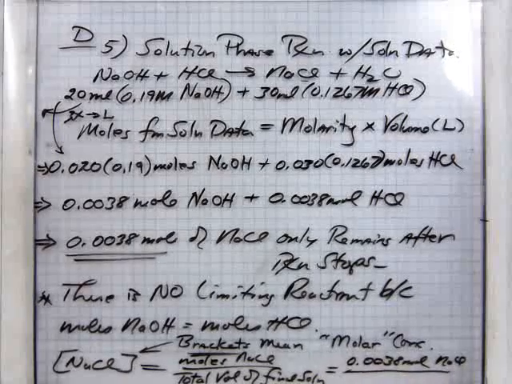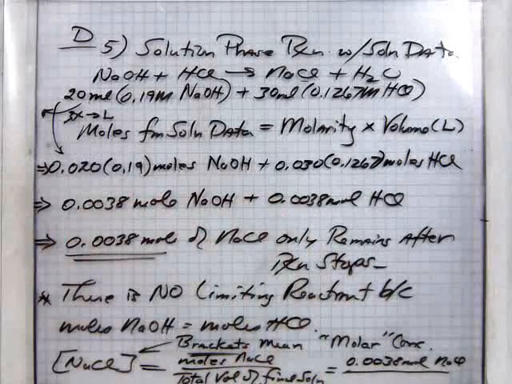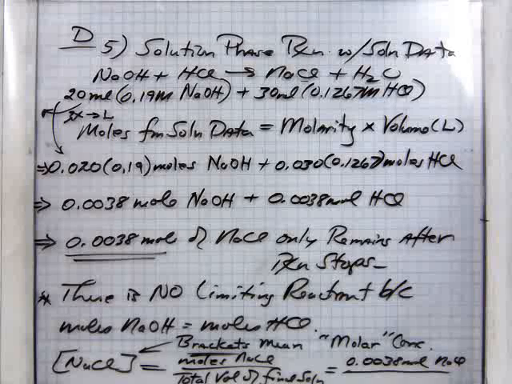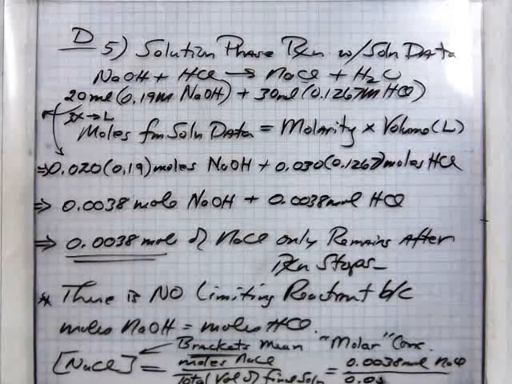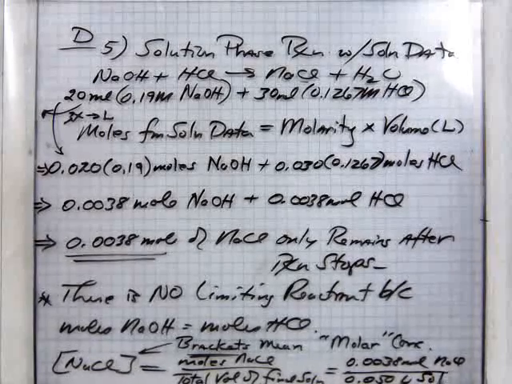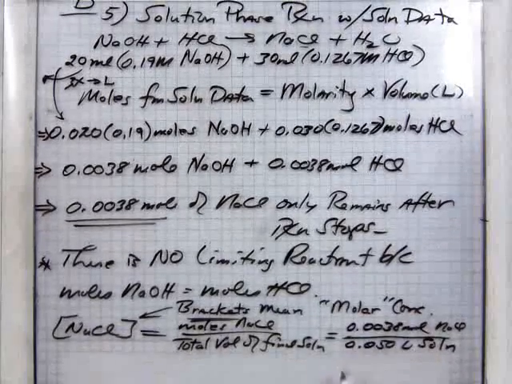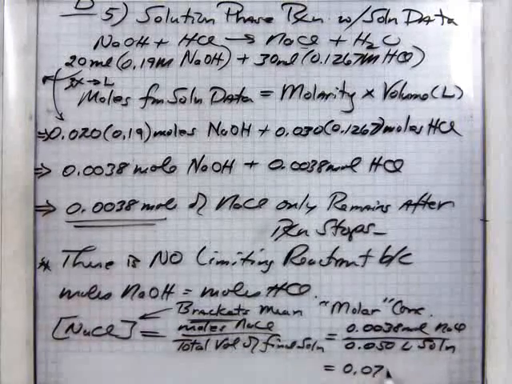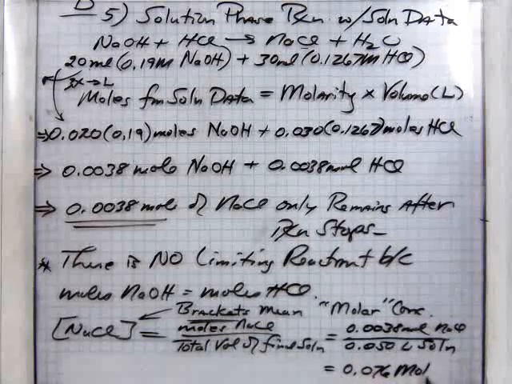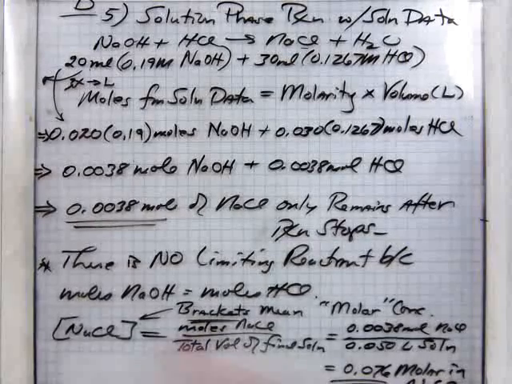Now, what's the total volume? You poured 30 milliliters and 20 milliliters together, giving you 50 milliliters final volume. Well, that has to be converted to liters, so that's 0.050 liter solution. So it's moles per liter solution. And so the outcome of this is 0.076 molar in sodium chloride. Very important computation.